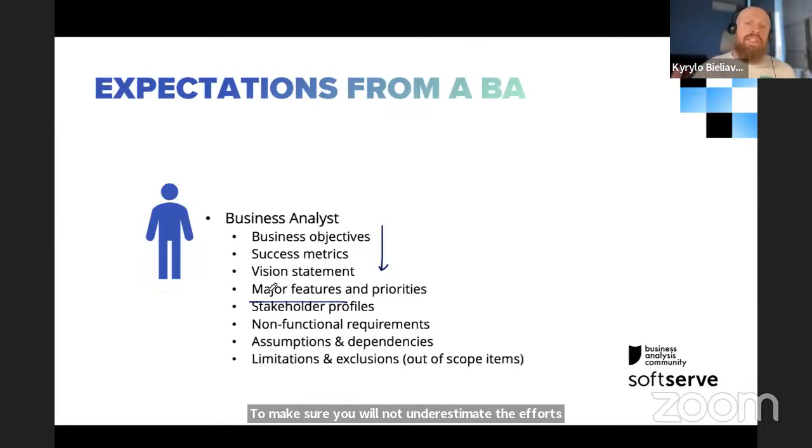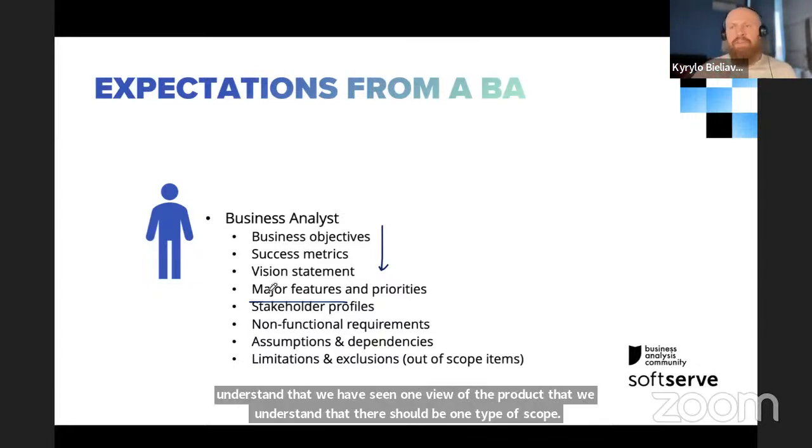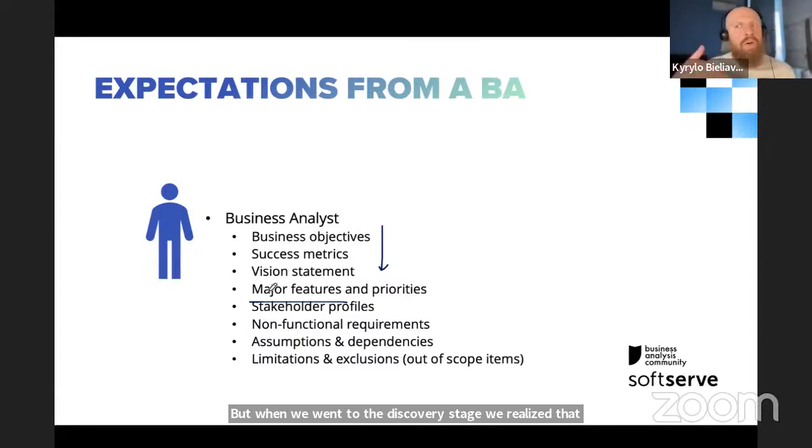Assumptions, dependencies, limitations, exclusions: making sure that we specify what's out of scope. Sometimes, I had this situation that at the pre-sale stage we saw one view of the product and understood there should be one type of scope. But when we went to the discovery stage, we realized that 50% of what we saw at pre-sale will not be done, and the client is okay with that.